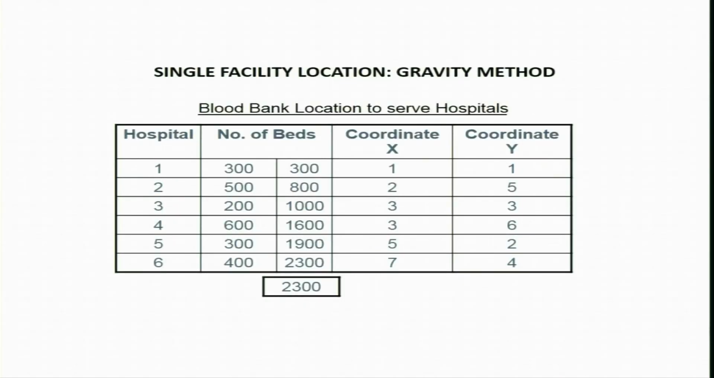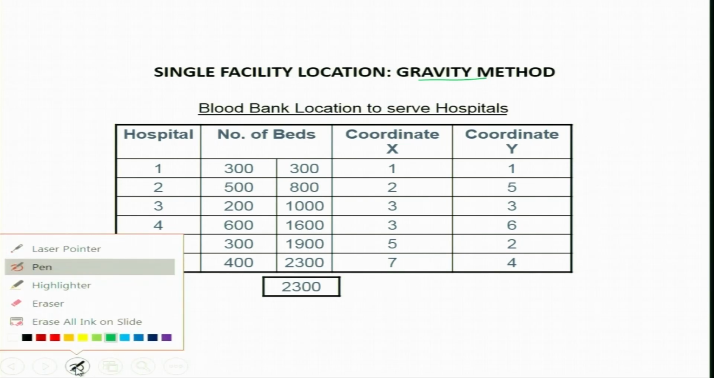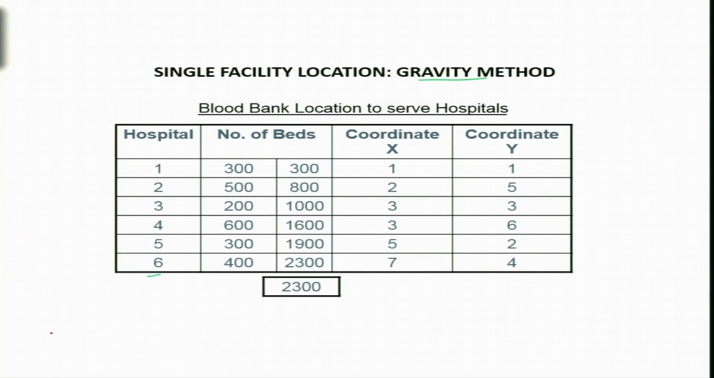Now, coming to the gravity method of finding the single facility location. Here in this case we have existing hospitals, considering 6 hospitals are available, and these are the number of beds at each of these hospitals. Hospital 1 is a 300-bed hospital, hospital 2 is a 500-bed hospital, hospital 3 is a 200-bed hospital, and so on.